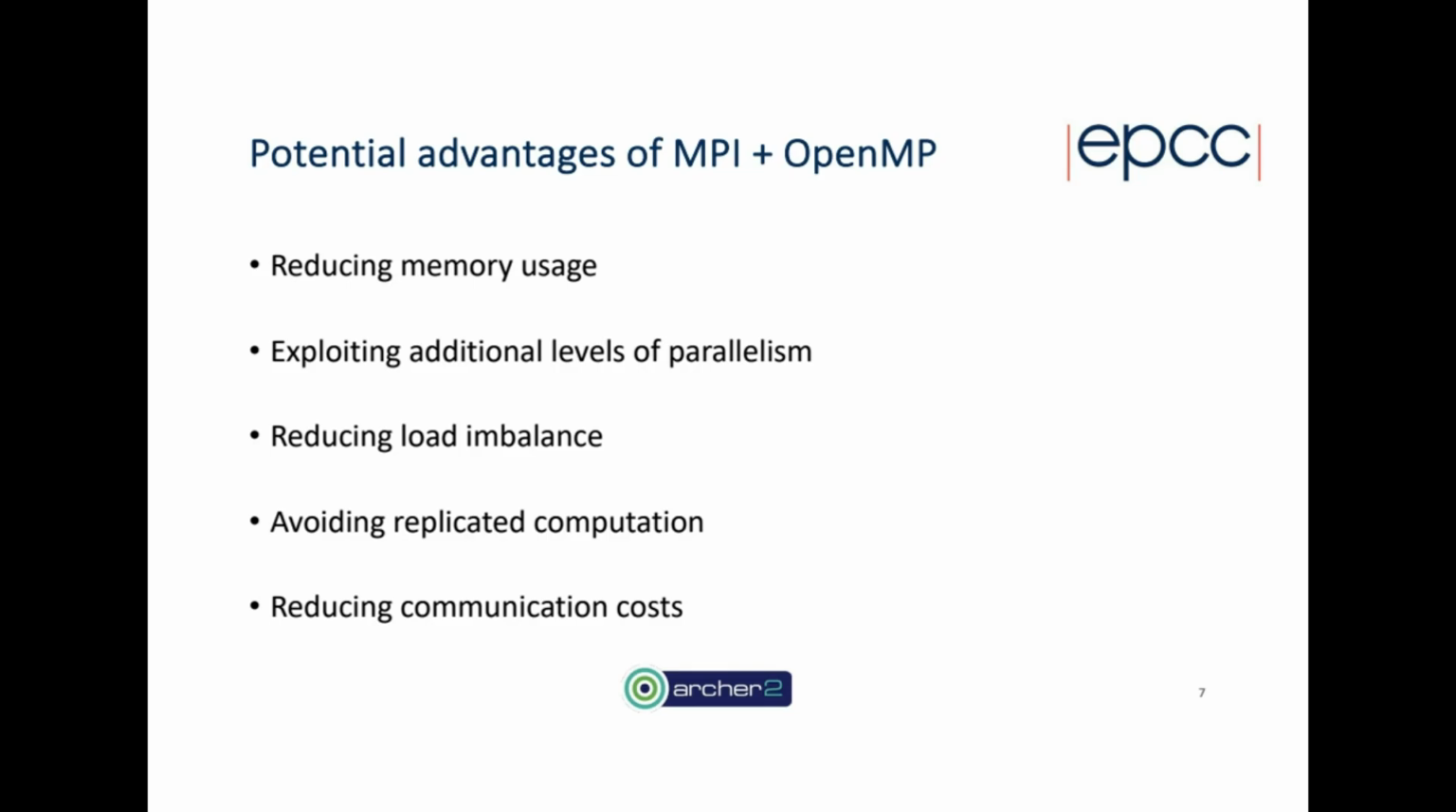Okay, so let's move on and think about what are the potential advantages of using MPI and OpenMP together. What kind of problems can it potentially solve? You can think of a list of them, which might look something like this. The first one might be simply reducing memory usage. Really nothing much to do with performance directly, but just being able to fit a certain problem size into a certain number of nodes.